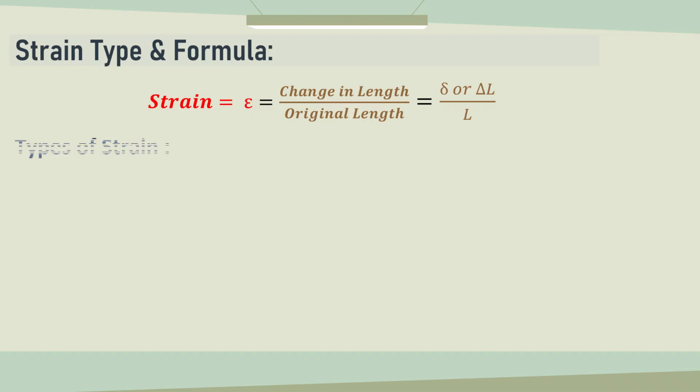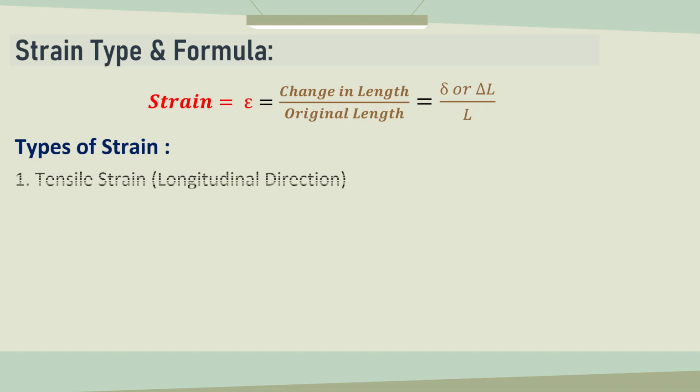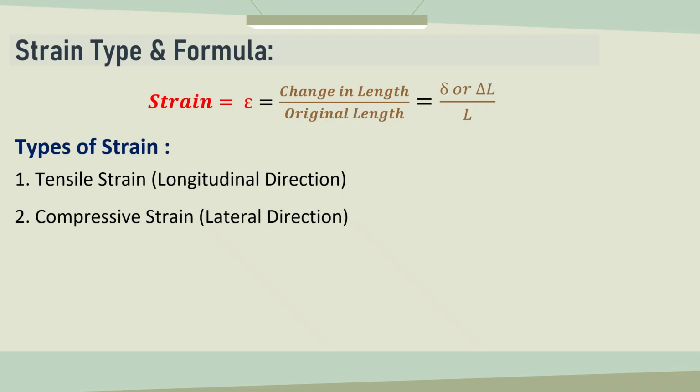Based on the nature and direction of deformation, strain is classified into different types. Tensile strain occurs when a material is subjected to a pulling force, causing it to elongate along its longitudinal direction. Compressive strain occurs when a material is subjected to a pushing or compressive force, resulting in a reduction in its original length. Shear strain occurs when tangential forces act on a material, causing layers to slide over each other and producing angular deformation rather than a change in length.